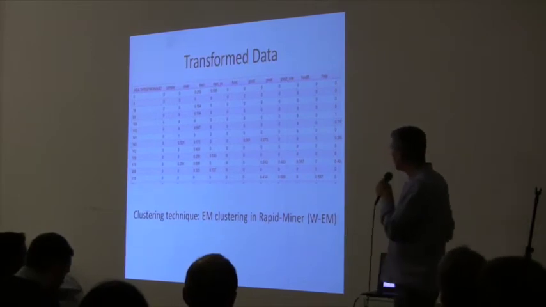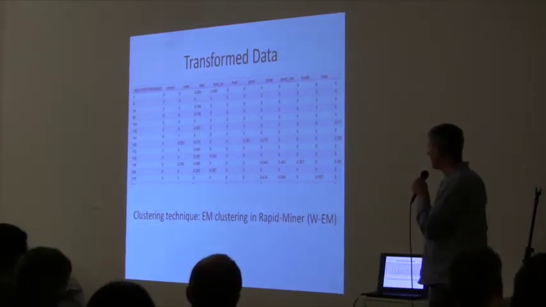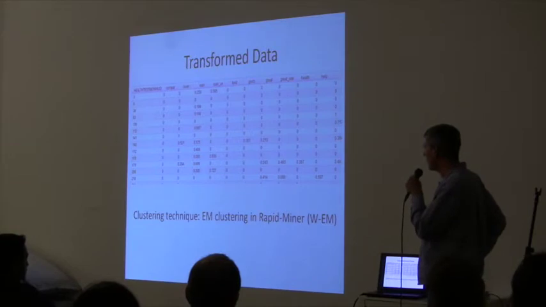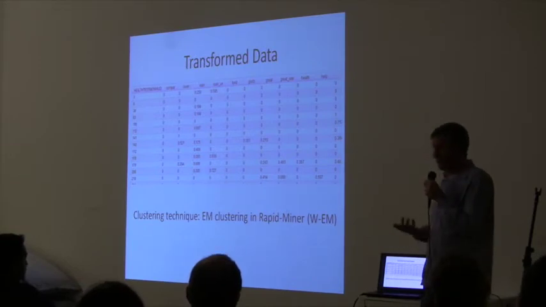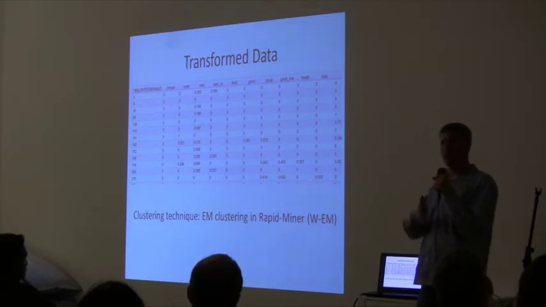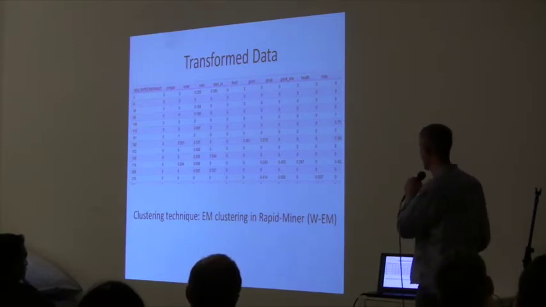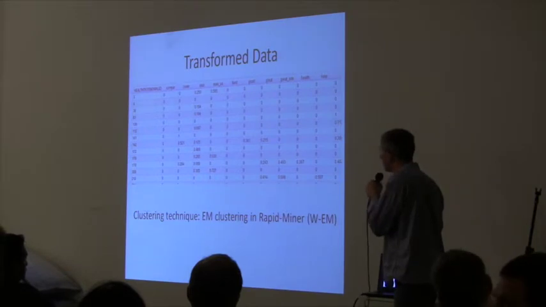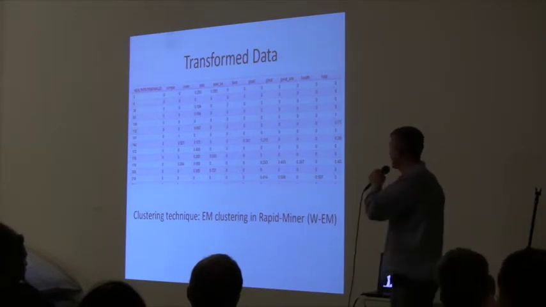So I chose a clustering algorithm in RapidMiner called EM clustering. I like it because it's probabilistic, and you don't have to tell it how many clusters to start with. It just discovers how many clusters there are and does the clustering. So I really like it. I'm not going to go into detail about that because that's a topic for another talk.